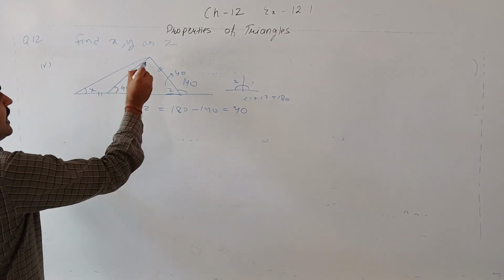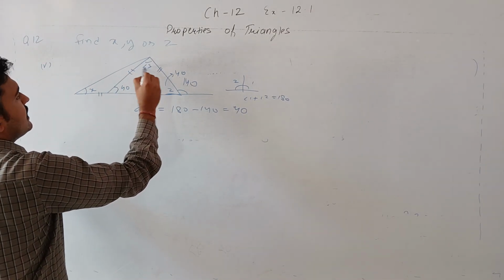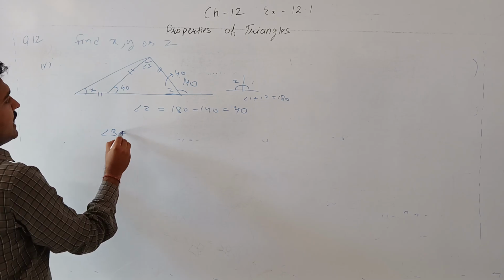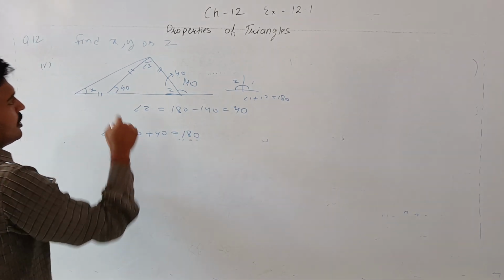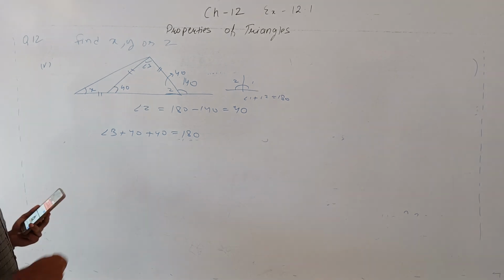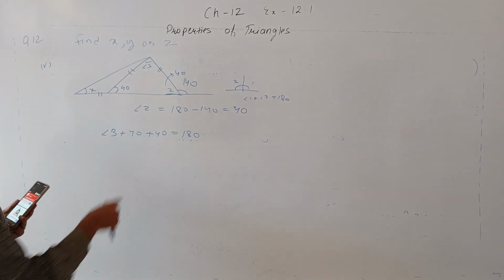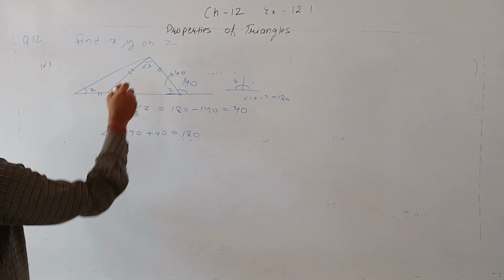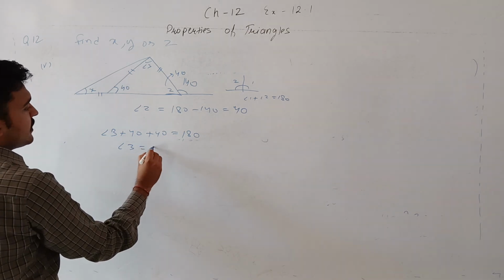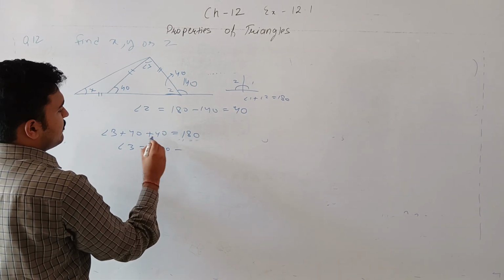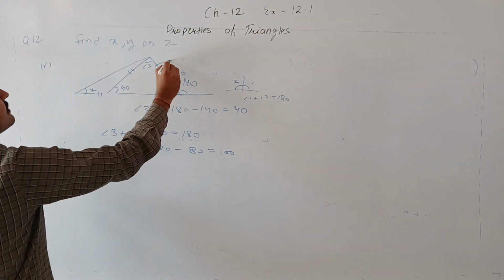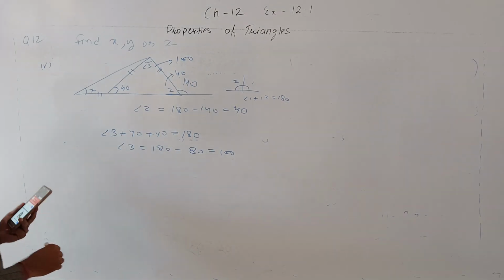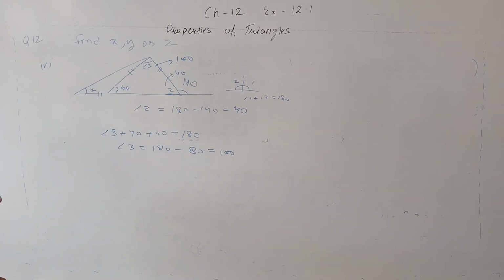So the third angle, let this be angle 3. Angle 3 plus 40 plus 40 is equal to 180, because the sum of all the angles of a triangle is 180. Then angle 3 will be equal to 180 minus 80, which is 100. So this angle comes out to be 100.